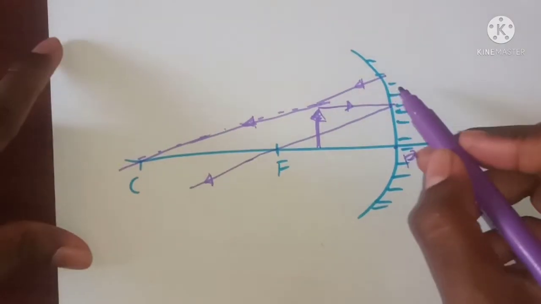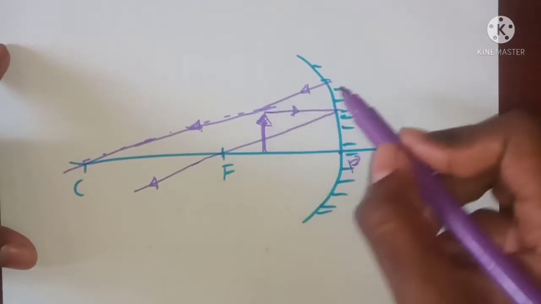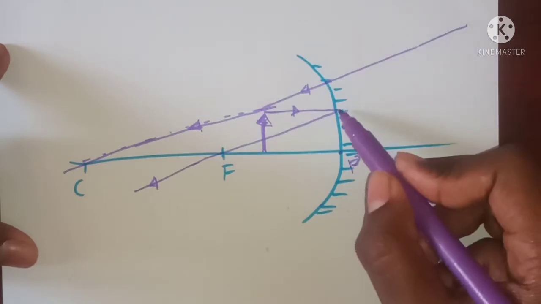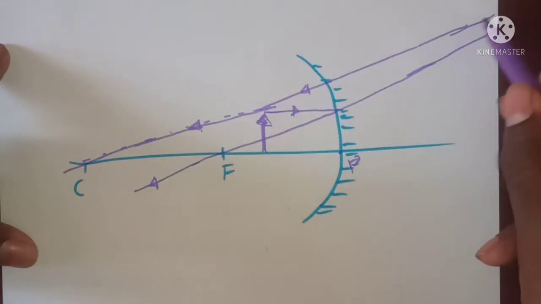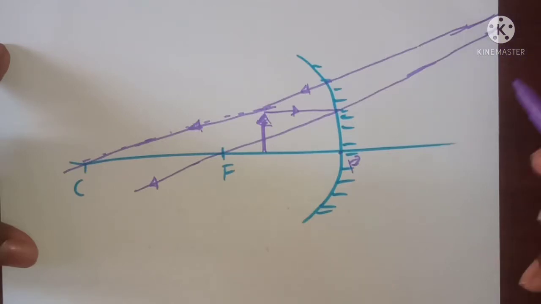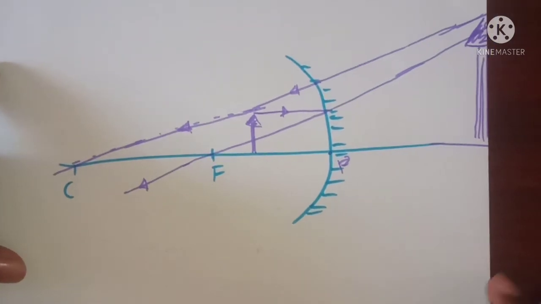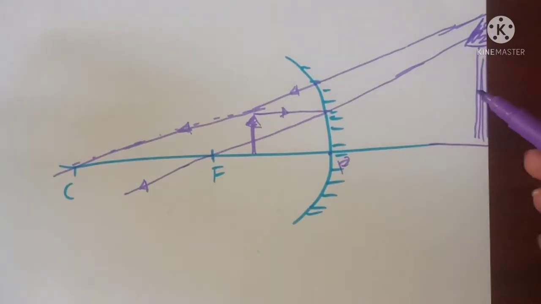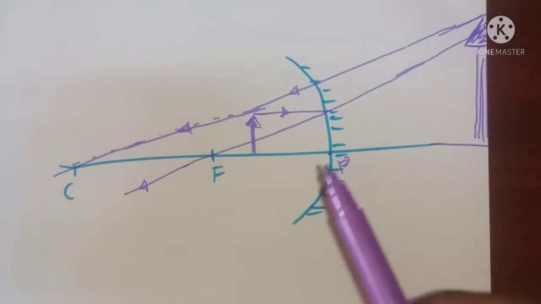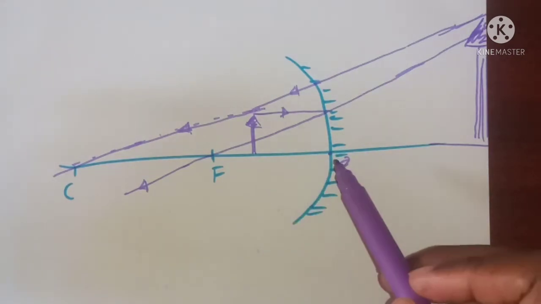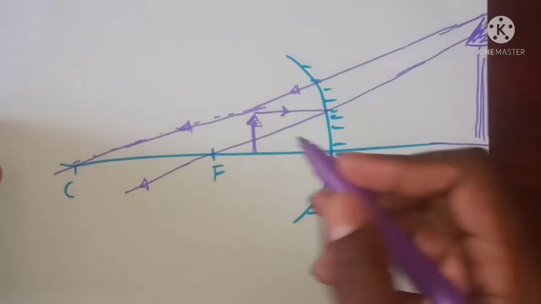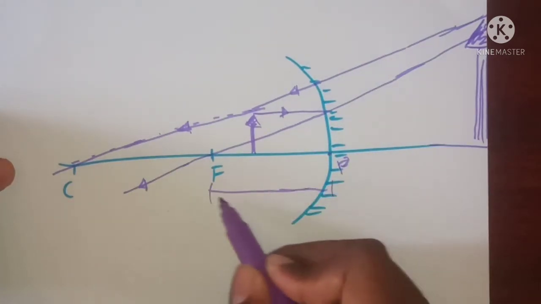So what do we get? The topmost point will be somewhere here. We do not have that much of a gap here, so the image will be like this. It is enlarged and erect, and we need this. So he should position his face between the focus and the pole of that concave mirror, somewhere over here.